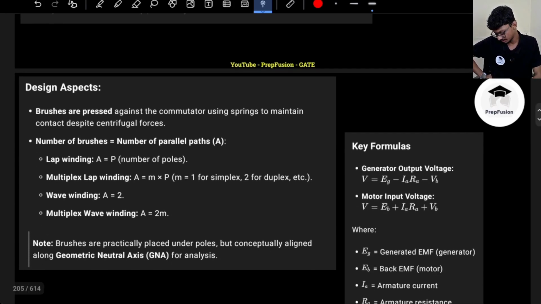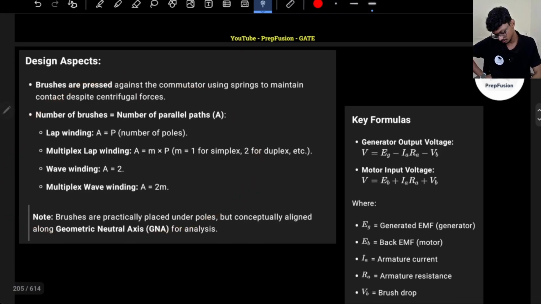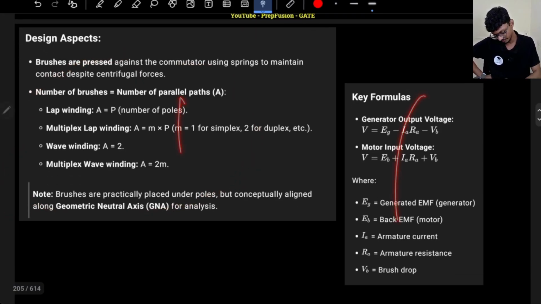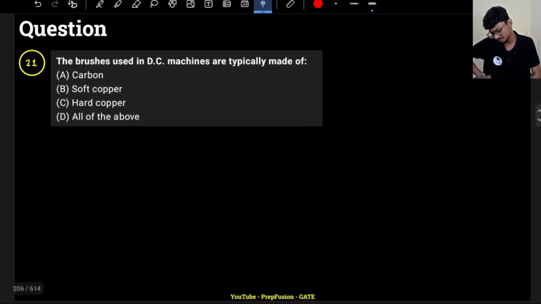Okay, a summary of whatever we have discussed till now is written over here, so you can just go through it. Now let's solve a few basic questions, and after that we will start with our next topic, that is armature reaction. The brushes used in DC machines are typically made of carbon, soft copper, or hard copper.